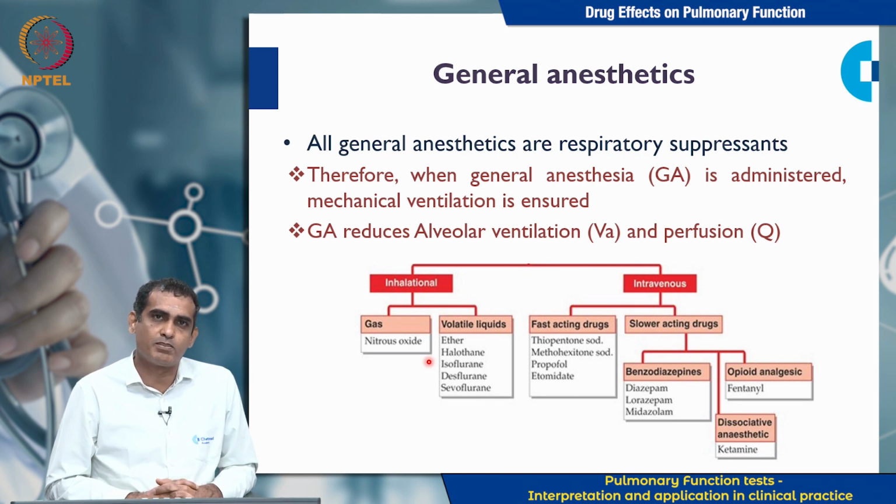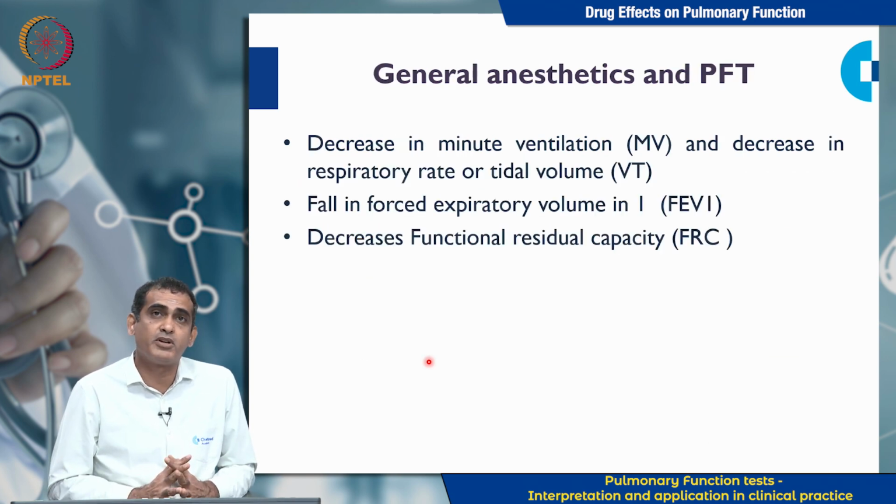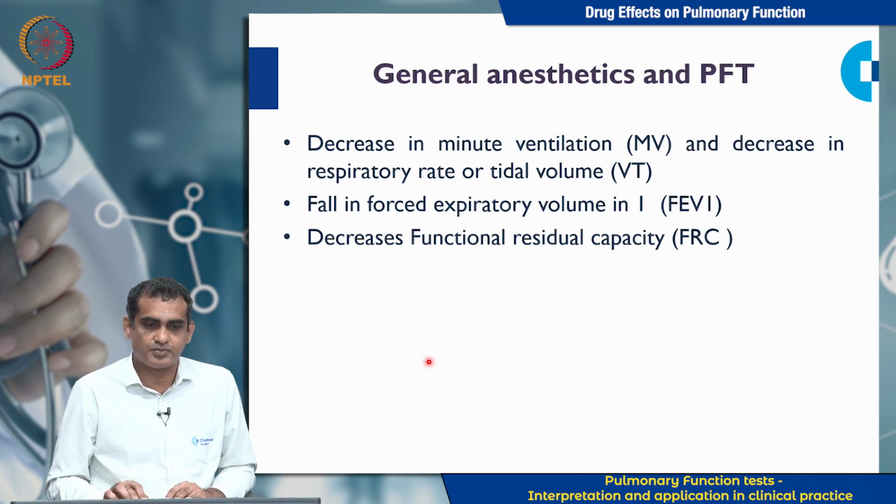And all of them are going to suppress the respiratory center. All of these drugs reduce alveolar ventilation and perfusion. They affect pulmonary function tests. They decrease minute ventilation, respiratory rate and tidal volume. FEV1 is reduced. FRC is reduced. Functional residual capacity, forced expiratory volume in 1 second, everything is going to be reduced by general anesthetics. We should be aware of the activity of general anesthetics on pulmonary function when we do pulmonary function tests.